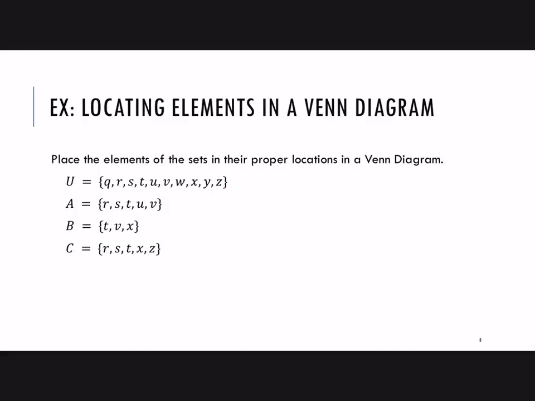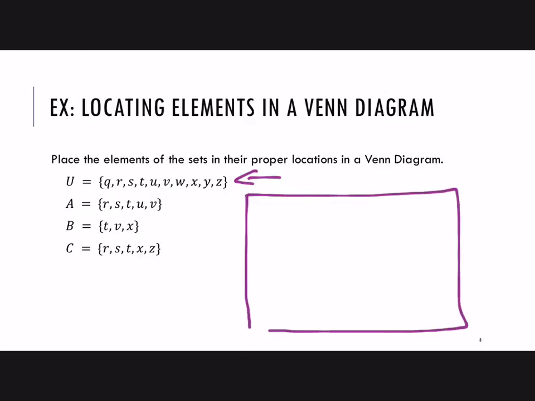Okay, one other final example to do. Let's talk about locating elements in a Venn diagram. So the goal here, given this universal set, we want to draw a Venn diagram and organize all of those elements by placing them somewhere in the Venn diagram. Right? And we want to place each element exactly once.